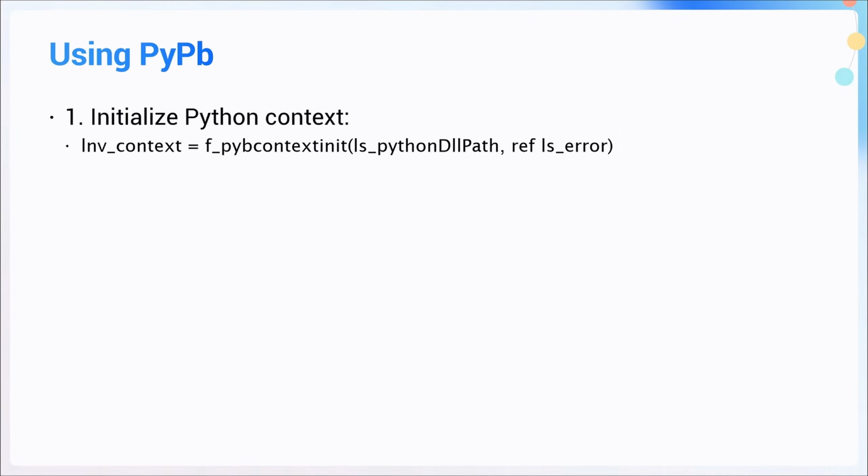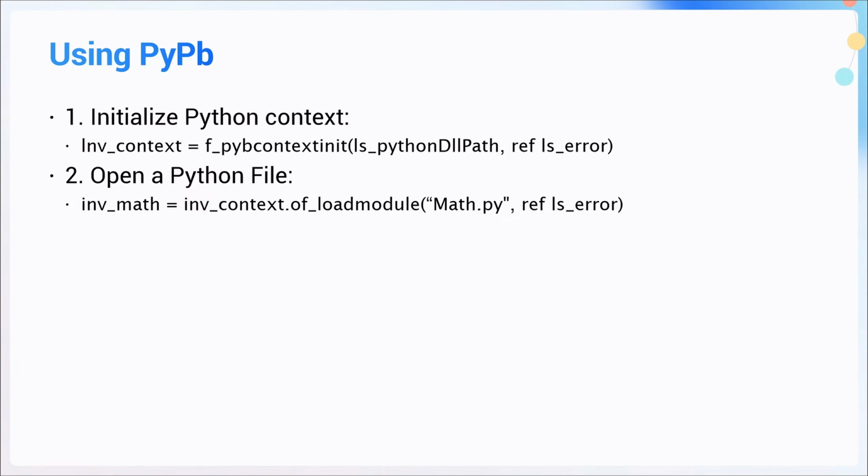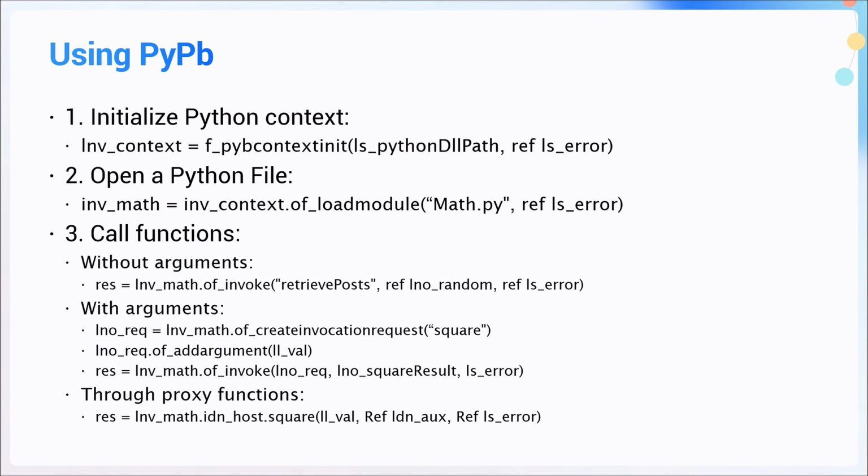Using this library is very simple. We first need to initialize the Python context by passing the path to a valid Python runtime DLL. There is also an alternative for leaving the library the task of downloading the runtime itself. Next, we open a Python file with the load module function, and once we have the module loaded correctly, we can interact with it. To call functions in the module, we can do so in 3 different ways.